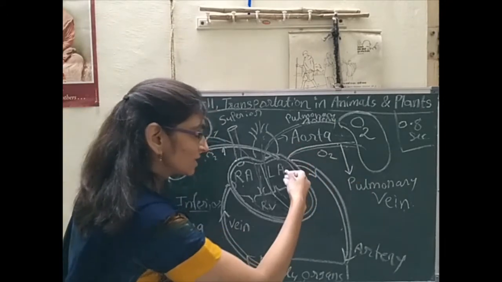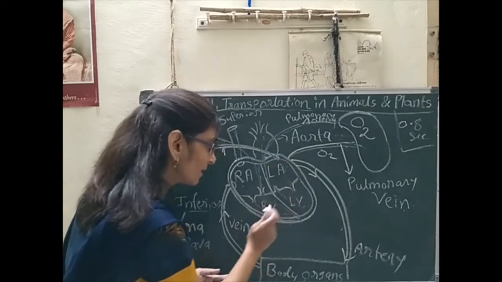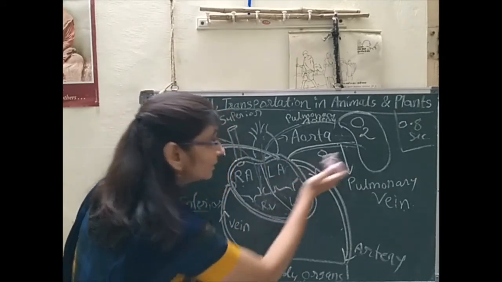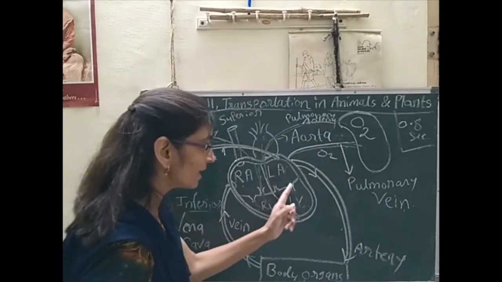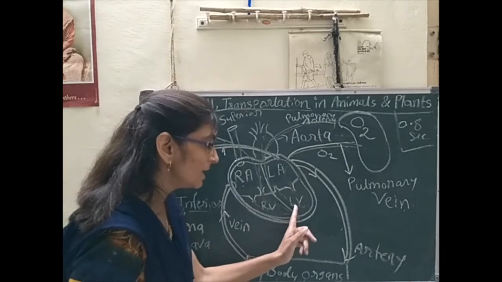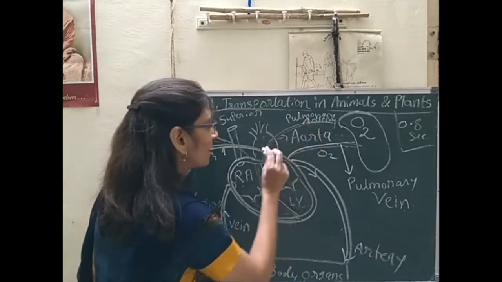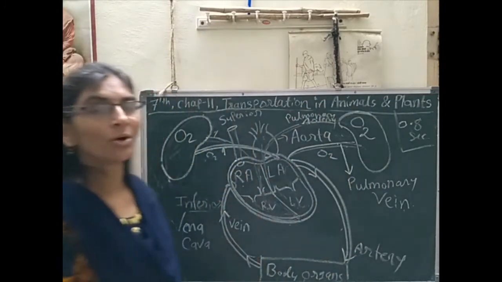At first oxygenated blood comes into the heart in this chamber, then this chamber, then this chamber, then this chamber. Again from the lungs to the left atrium, from the left atrium through the bicuspid valve into the left ventricle, from the left ventricle to the aorta, from the aorta inside the arteries, and through the arteries towards the body organs.